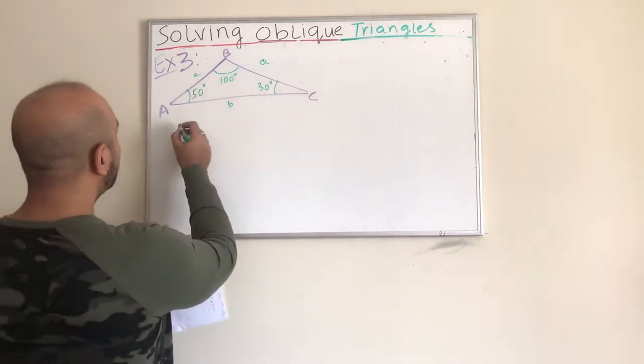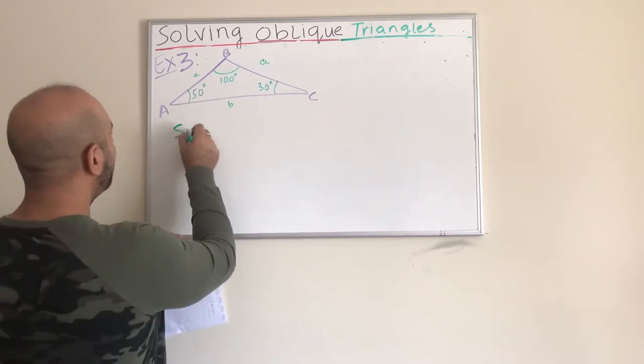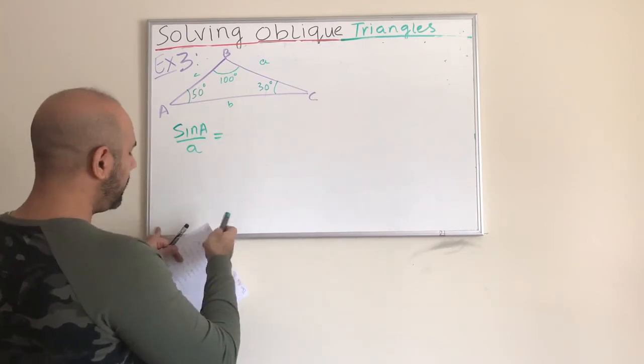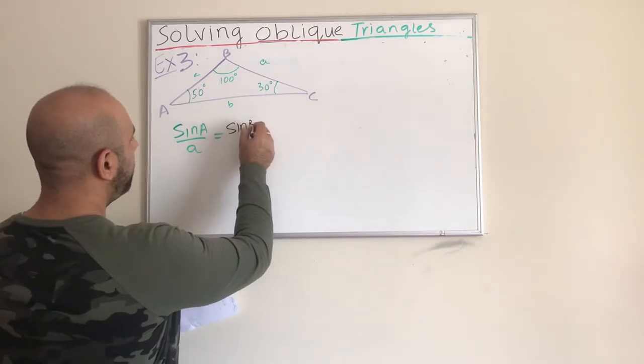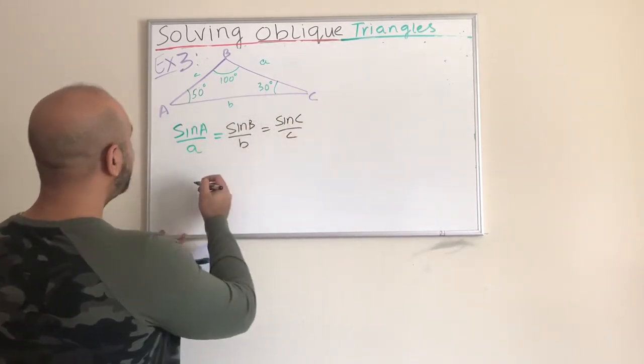There are two ways of writing the sine law. Let me start with writing sine A over A. That's one of the ways, which is going to be equal to sine B over B. And then the third ratio is sine C over C. Now let us substitute the values.